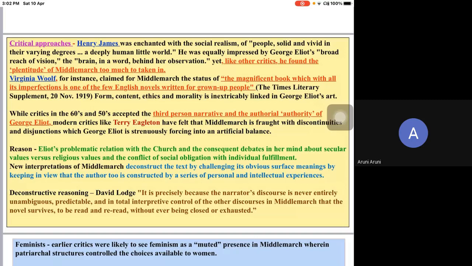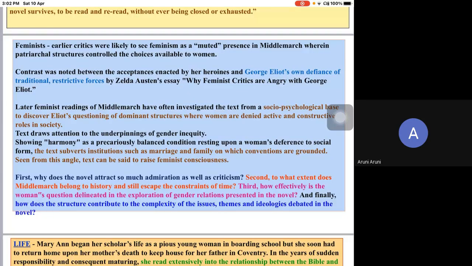Now, going to the next slide, feminists. What are the feminist ideas about this book? Earlier critics were likely to see feminism as a muted presence in Middlemarch, wherein patriarchal structures controlled the choices available to women. Contrast was noted between acceptances enacted by her heroines and George Eliot's own defiance of traditional restrictive forces, in Zelda Austin's essay, Why Feminist Critics Are Angry with George Eliot.